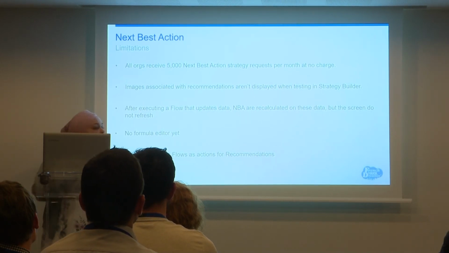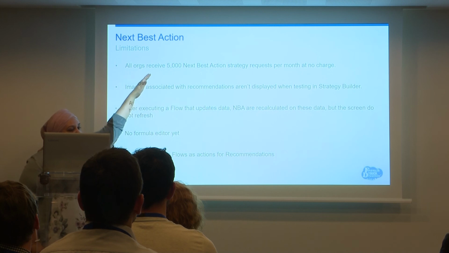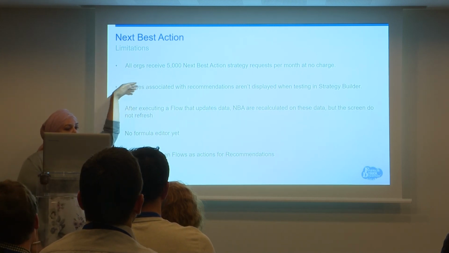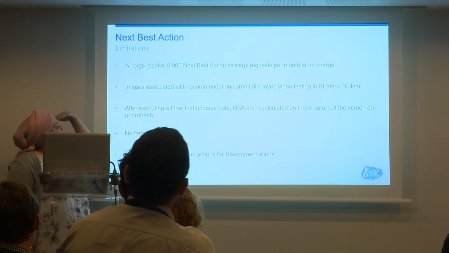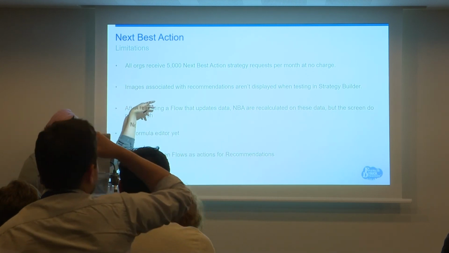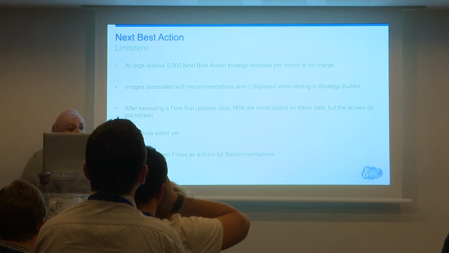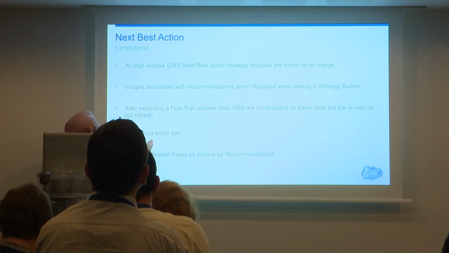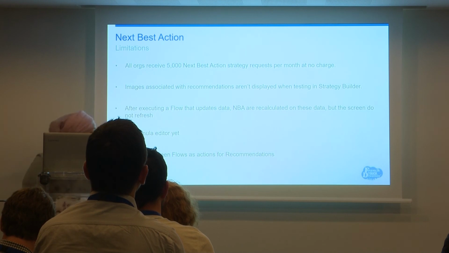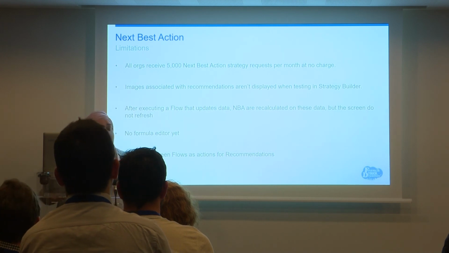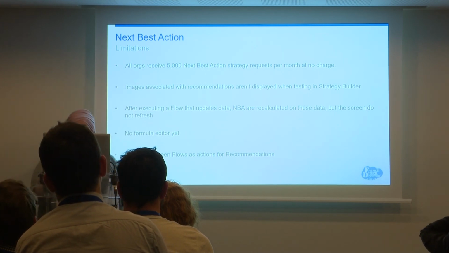They say I have to go. So 500 requests per month maximum. You can see the image when you test your recommendation. As I said, it's not updating the record when you make it. There is no formula yet, so I had to type it manually. So it's a bit tricky, and also it's limited for the moment to screen flows.